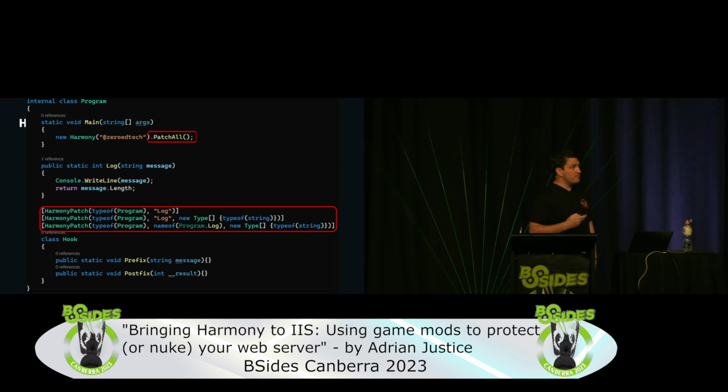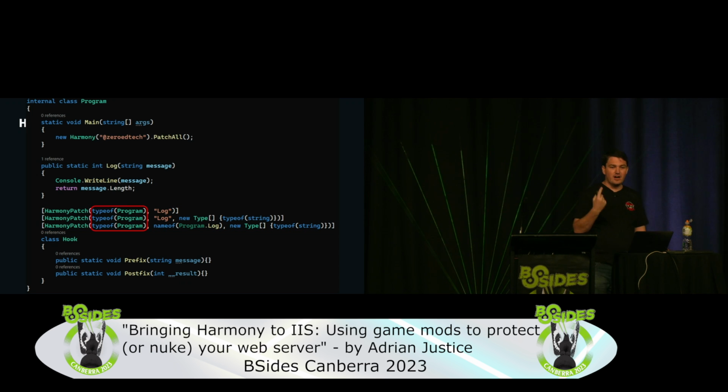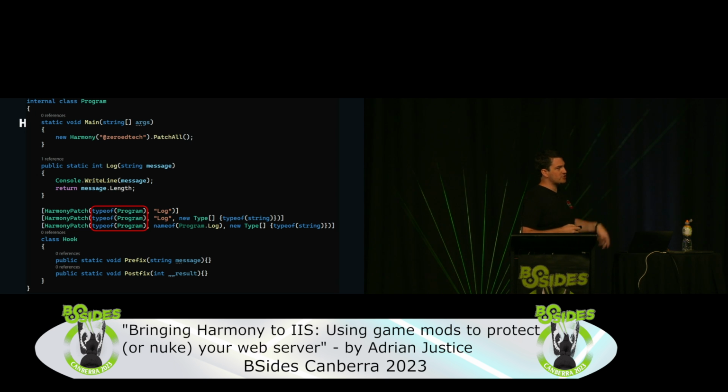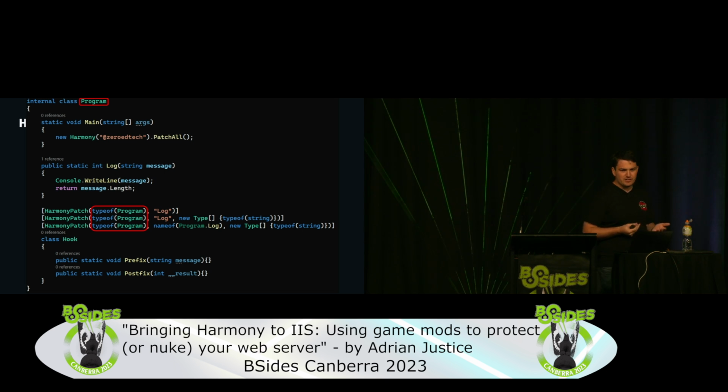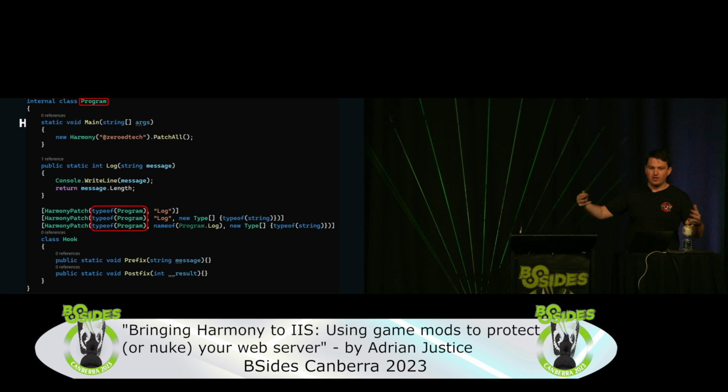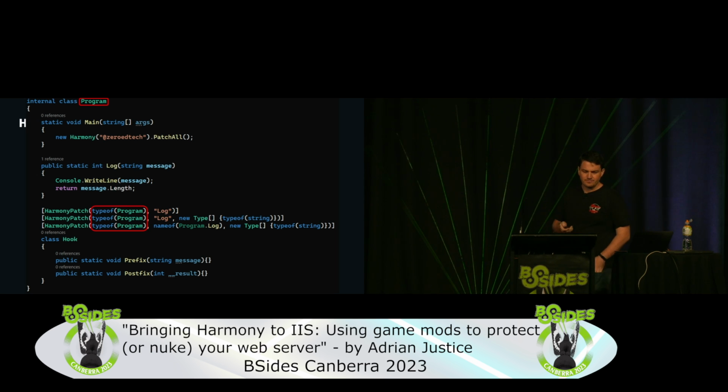So the first column of the harmony patch is the type that contains the function that we're going to hook or write a mod for. In this case, we're going to be targeting the log function above the red box, and that is part of the program type, which is defined right at the top. So we use type of program. Later on, when we're targeting actual functions in the .NET framework, you'll see much longer type definitions here.